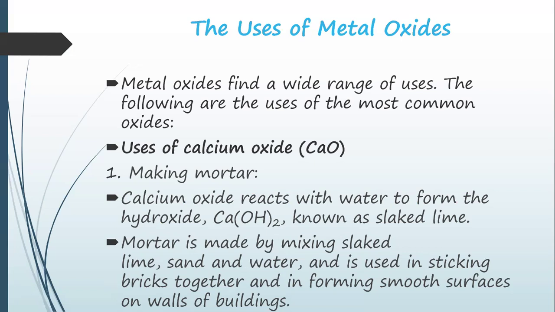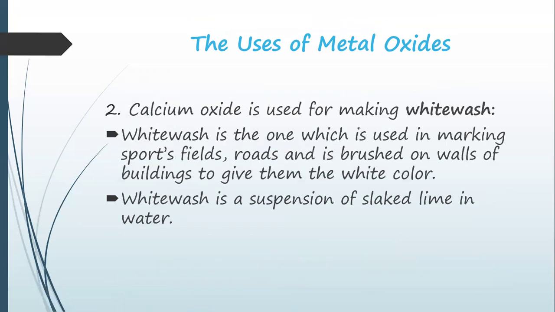The first one is that calcium oxide is used in making the mortar. The calcium oxide reacts with water to form the hydroxide, as you can see, known as slacked lime. Now, the mortar is made by mixing this slacked lime, sand, and water, and is used in sticking bricks together and in forming smooth surfaces on walls of buildings. So this is the use of calcium oxide, making of the mortar.